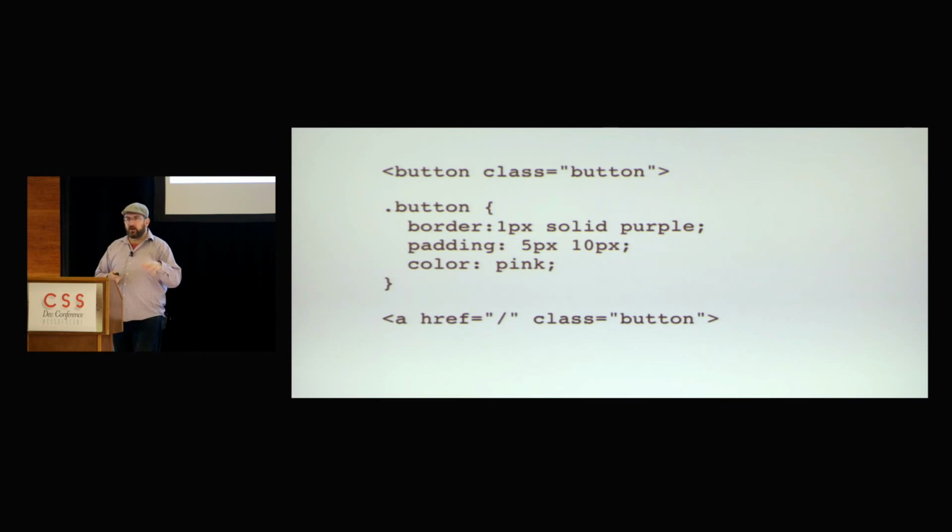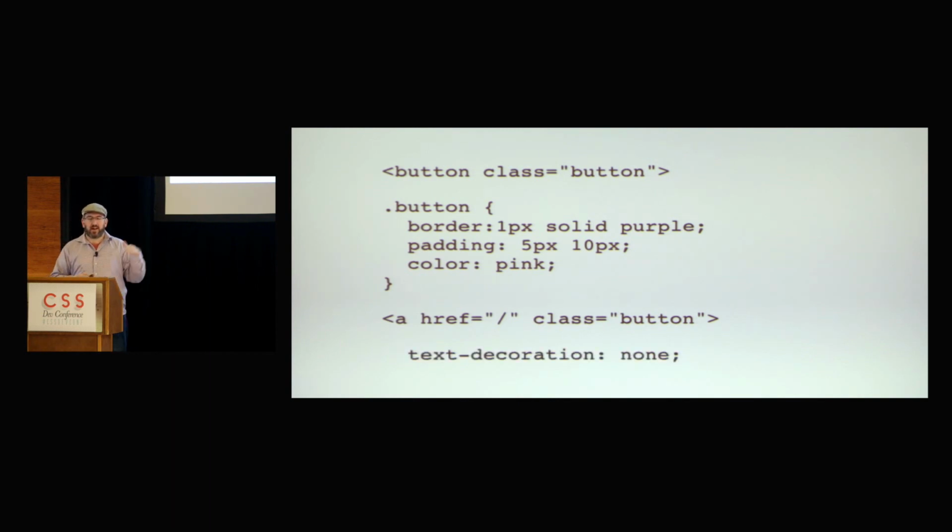Now, again, out of the box, you'll suddenly wonder, why does my button have an underline on the text? That's because the browser by default gives links underlines. So we have to add an extra rule to remove that text decoration, right? So there's a dependency between the CSS that we write and the HTML that we write.